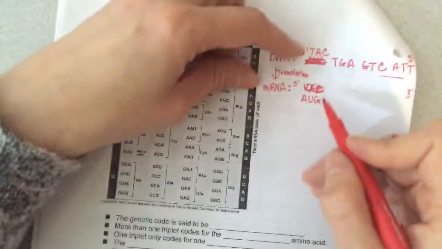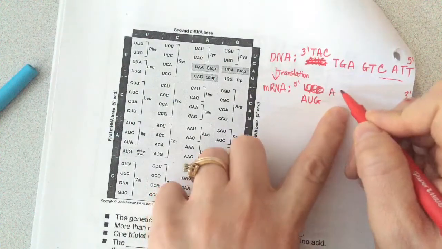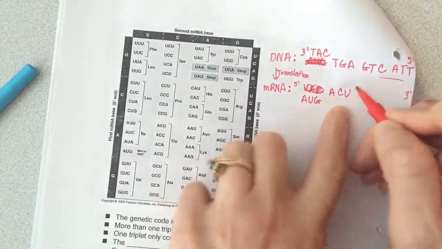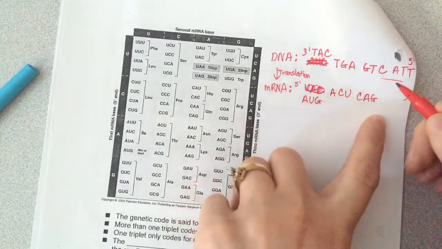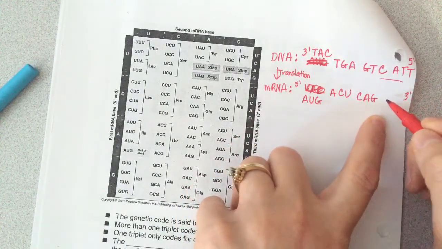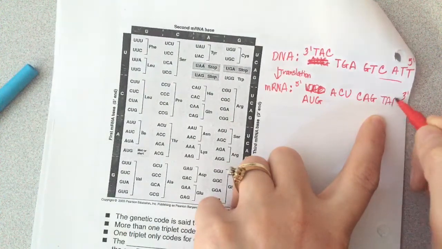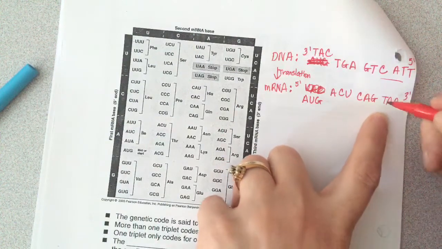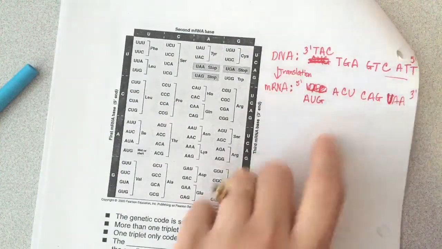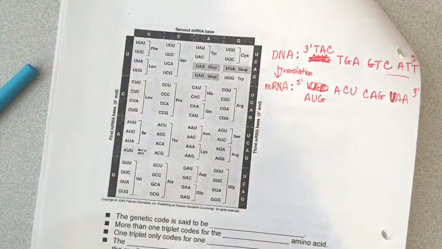My lights just went out. Okay, so AUG, then we have ACU, then CAG, and then UAA. Sorry, not T, because it's mRNA. They don't have T's, and so they have U's instead of T's. So that is your mRNA strand.